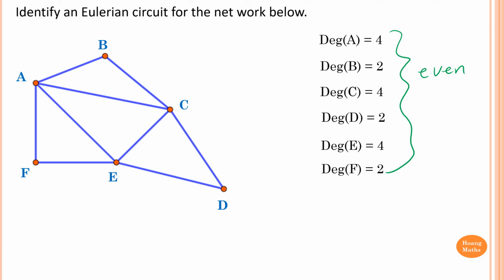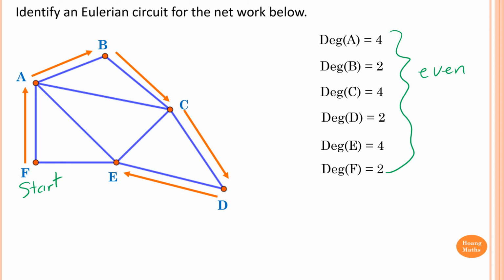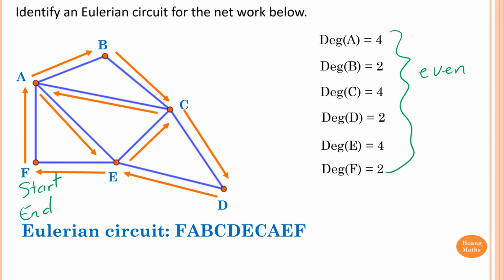Or you can start at F. From F, we travel to I, from I to B, and from B to C, from C to D, from D to E, from E to C, from C to I, from I to E, and finally from E, we come back to F. So with this one here, I start and end at F, and I visit every edge only once. So this is an Eulerian circuit.